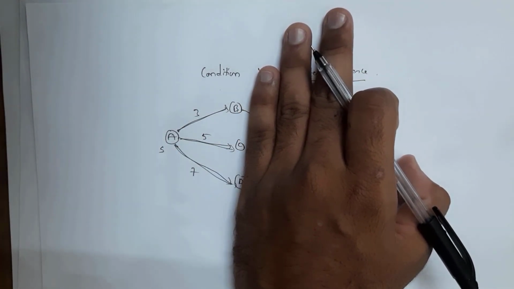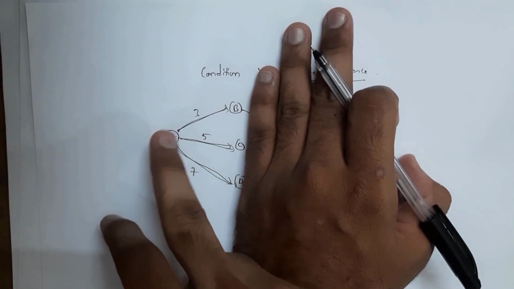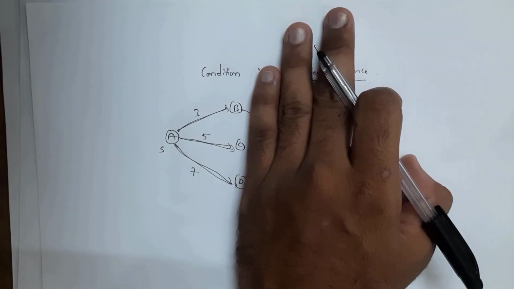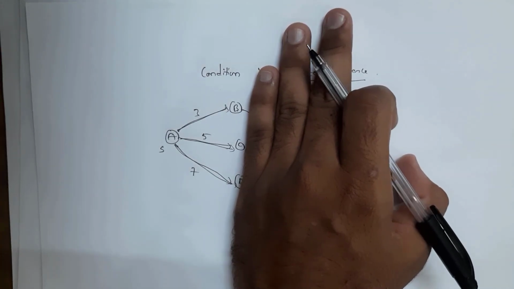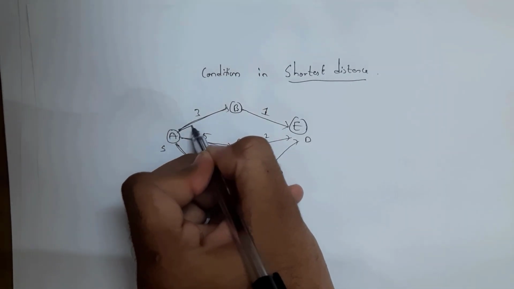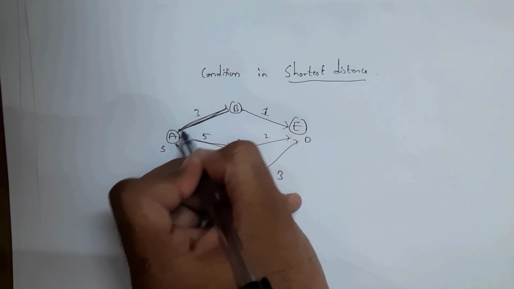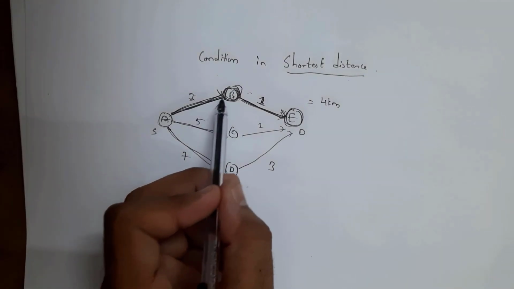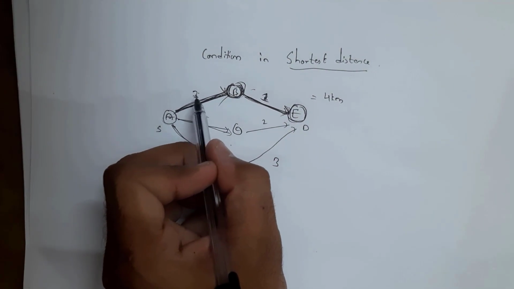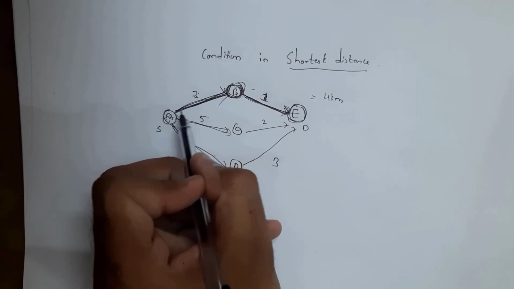From A to B distance is 3 kilometers, and from A to C distance is 5 kilometers, and from A to D distance is 7 kilometers. Among these, 3 kilometers is very small distance, so I am picking this. From A, I am choosing this route, that is from A to B. Among the current available information, 3 kilometers is best, so I chose 3 kilometers, that is from source A to B.